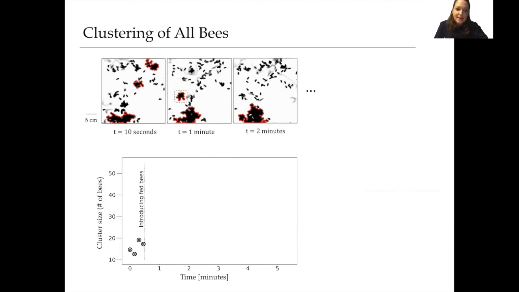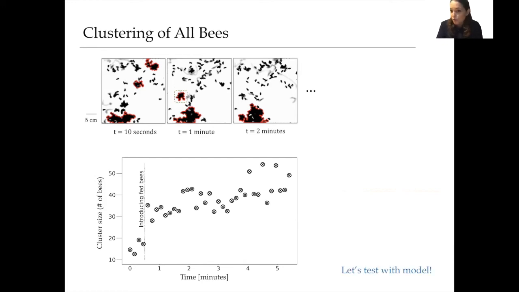And then as soon as we introduce the fed bees into the system, we get a sharp increase in the cluster size. So they immediately create those clusters, and they range between 30 to 50 bees, and they also increase, so they're sort of coarsening. So there's really an aggregation process that is happening that we haven't considered before for the model. But we can go back to the model and see how this kind of aggregation would affect the convergence time and whether it would improve it or not.